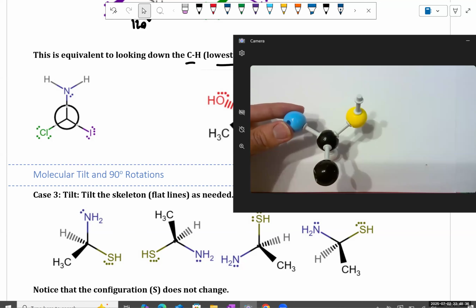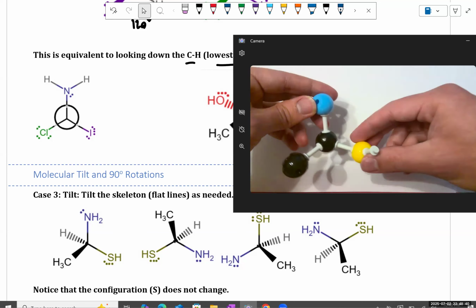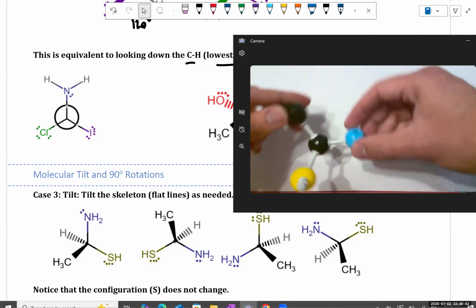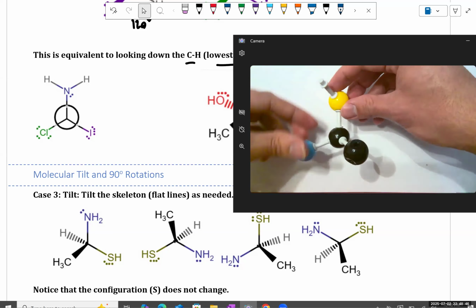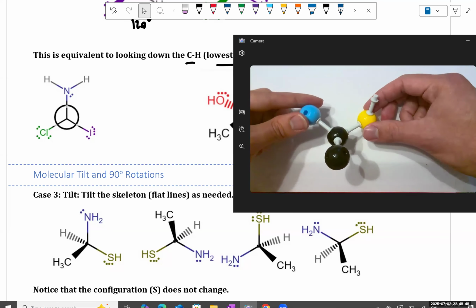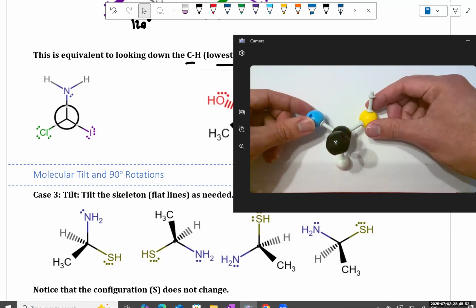So there are many ways that you can twist, rotate, and tilt the skeleton. Just to show it once again, we tilt once again, and we tilt once again. Many ways to draw the exact same molecule.